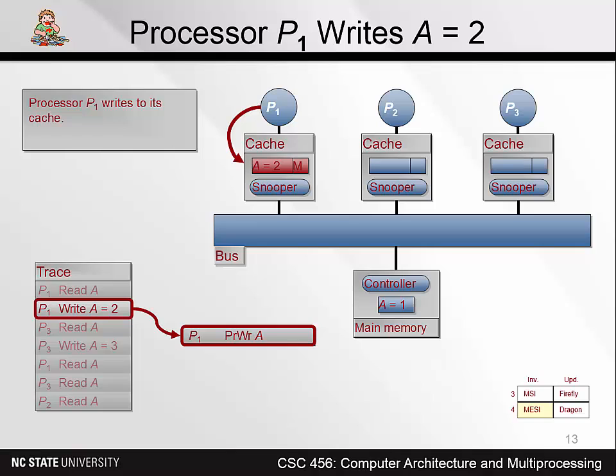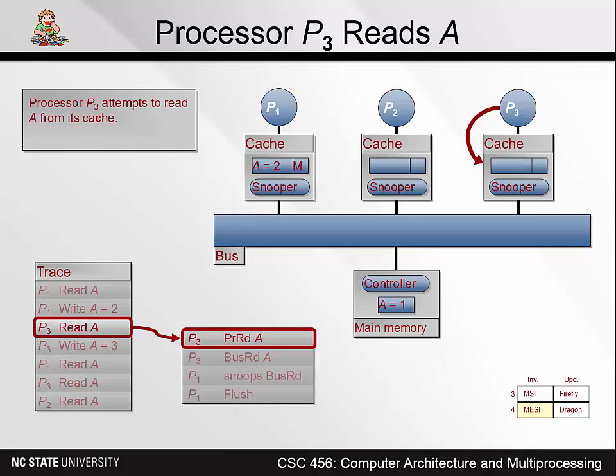P1 then writes A, changing its value to 2. This is a cache hit, but the cache has to change state to M. No bus transaction is needed because a block in state E can't be held in any other cache. The write operation is now complete.